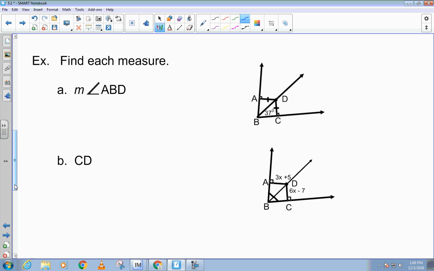Okay, find each measure. Angle ABD is what we're wanting. Okay? Now notice, BD is a ray that's been drawn. This point D is equidistant to ray BA and ray BC. So what does that tell me that BD does? It bisects the angle, which means angle ABD is what? It's going to be the same as the other one, 37. Okay? So 37 degrees.